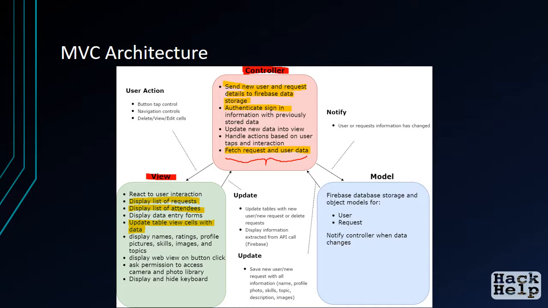And now the most important part, I believe, is the model, and that includes almost all of our database storage, the Firebase database storage, and it has object models for the user and the requests. One of the key parts about this is that the model must notify the controller when data changes. So I always want my app to be updated and showing the proper data to all users.